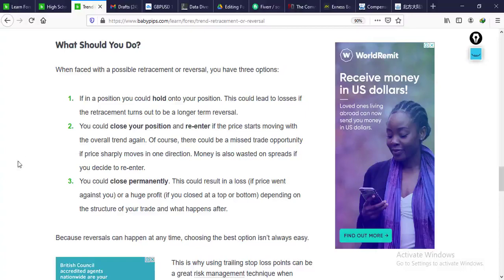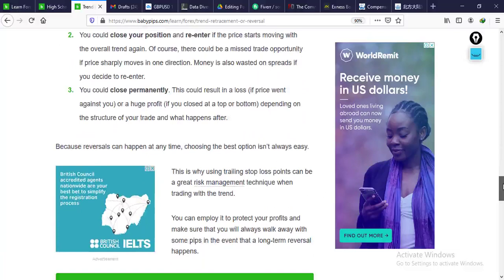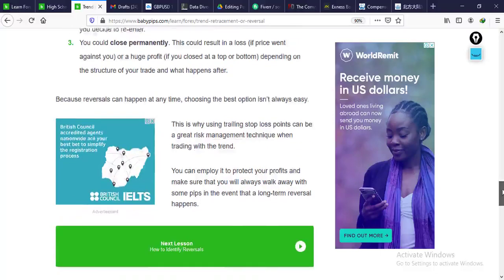Money is also wasted on spreads if you decide to re-enter. Point three is you could close permanently. This could result in a loss if price went against you, or a huge profit if you closed at the top or bottom, depending on the structure of your trade and what happens after. Because reversals can happen at any time, choosing the best option isn't always easy.